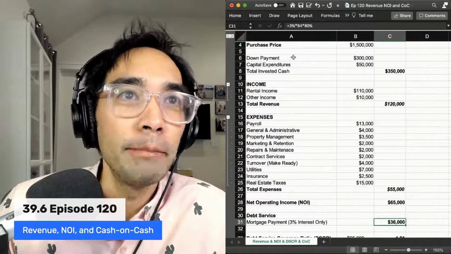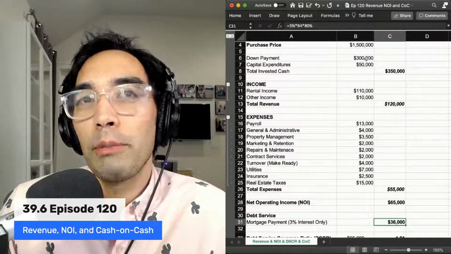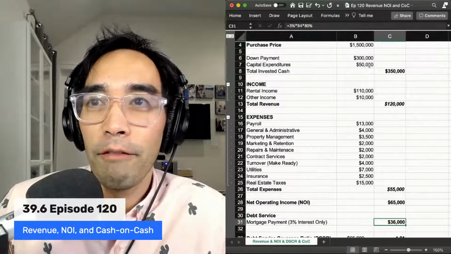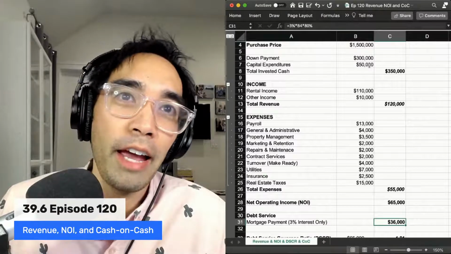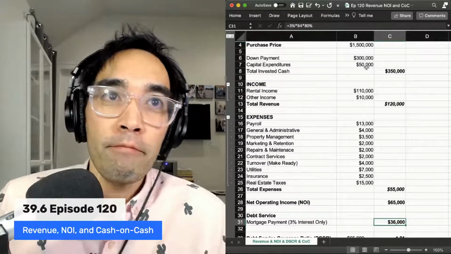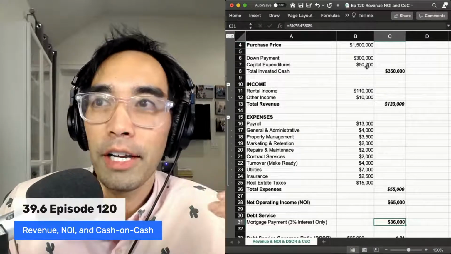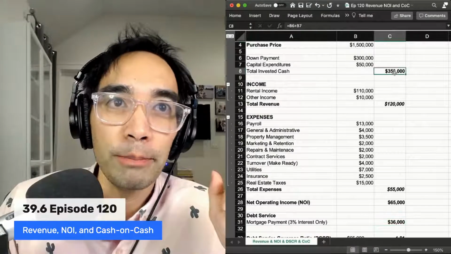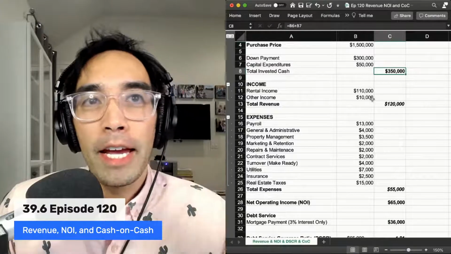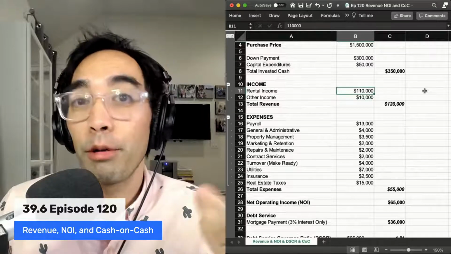Okay, so you buy a property at $1.5 million. Let's assume you're putting just 20% down. For round numbers, I used $300,000, and you want $50,000 of cash reserves for capital expenditures, or just to have cash at the time you purchase this property. So your total cash outlay on the front end is $350,000. Now, you rent out the property, and it brings in a total of $110,000 in rent per year.